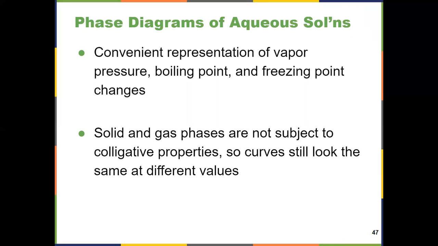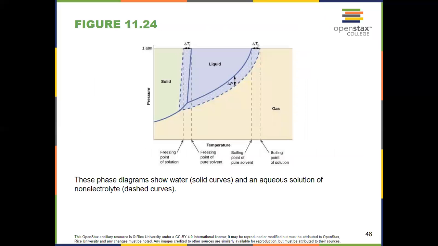So the curves still look the same. We just have different values. So here's what that looks like. Still the same general phase diagram, solid, liquid, gas, right? But now we can actually see change in freezing point, changing boiling point right there on a phase diagram. And look, there's vapor pressure lowering as well. So just be aware of what's going on. If you see two different lines here between solid and liquid and gas, you know that that's an aqueous solution in between there.